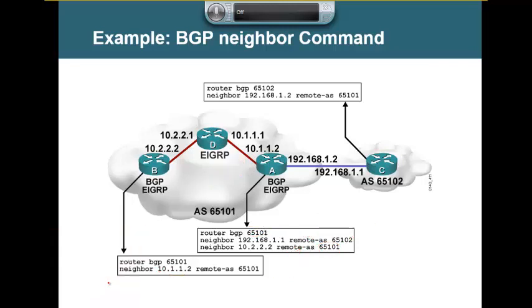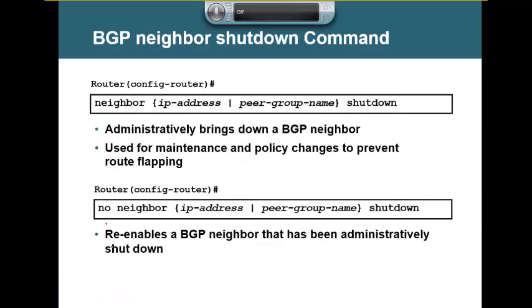So instead of removing the neighbor, you can simply say neighbor 1.1.1.1 shutdown. Shut it down. Temporarily you are closing the session. Administratively you are saying shutdown. Like you shut down an interface, you are shutting down the BGP session.